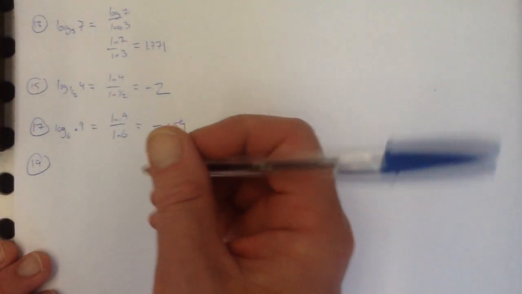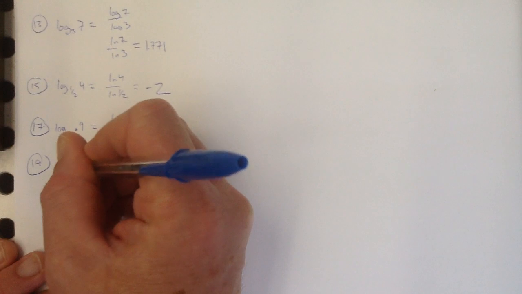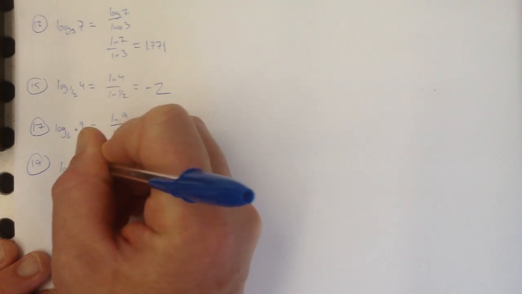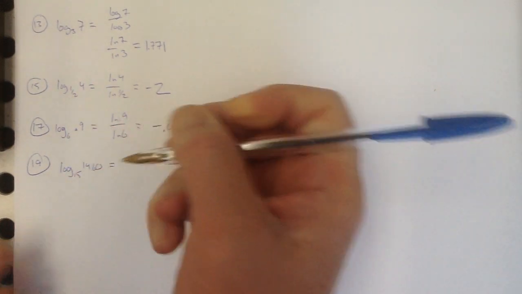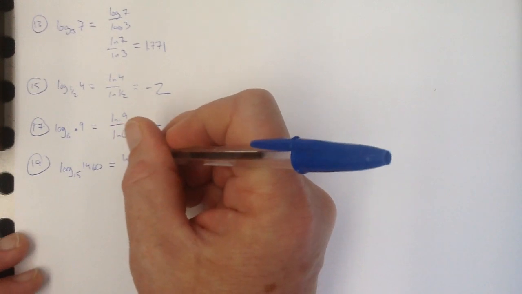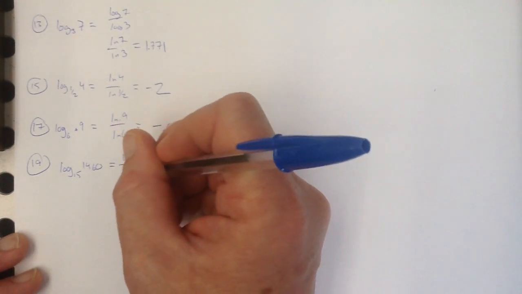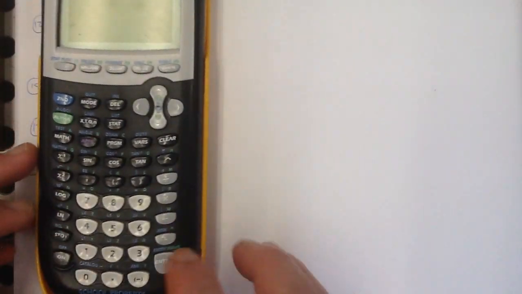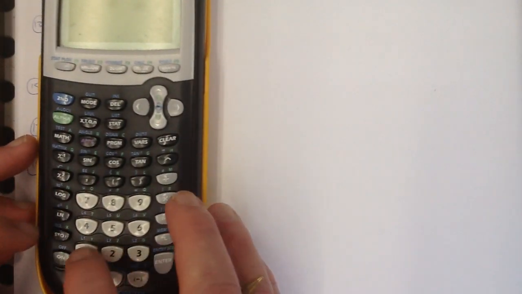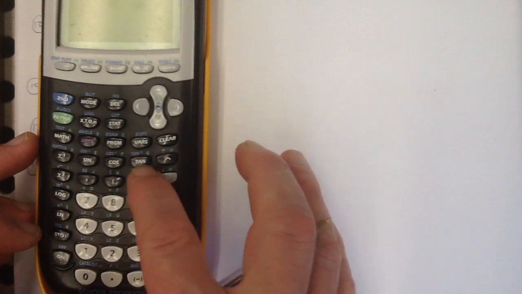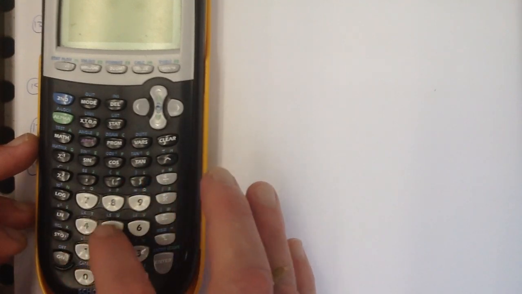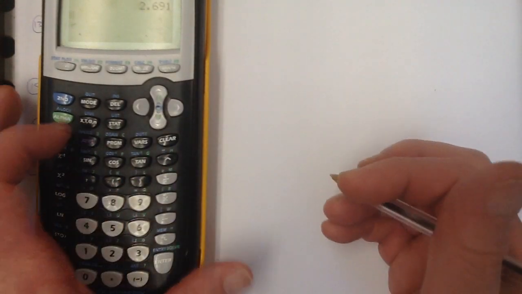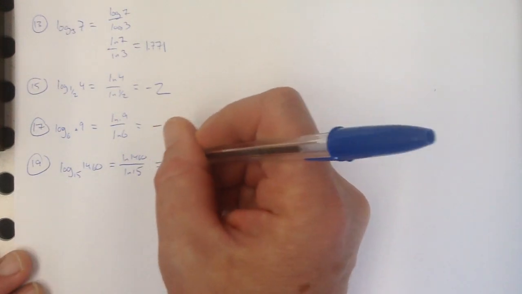Book's asking for 3 decimal places. I still have my calculator set up to do that. That's natural log 1460 over natural log 15. Natural log 1460 over natural log 15. All right.